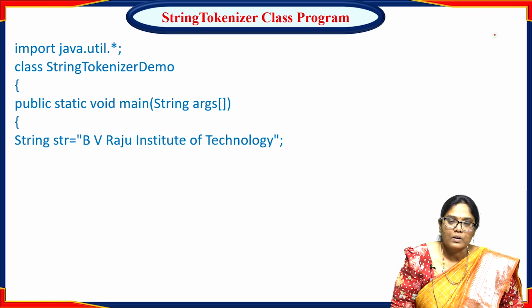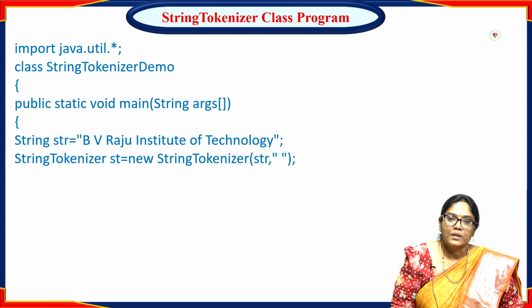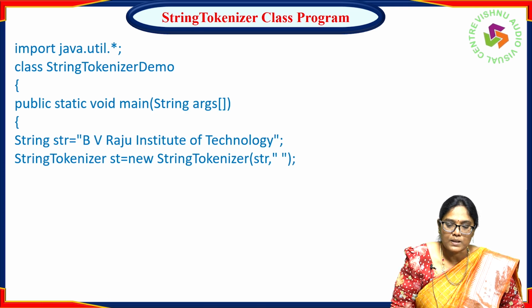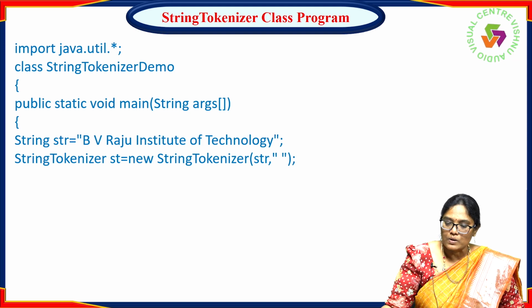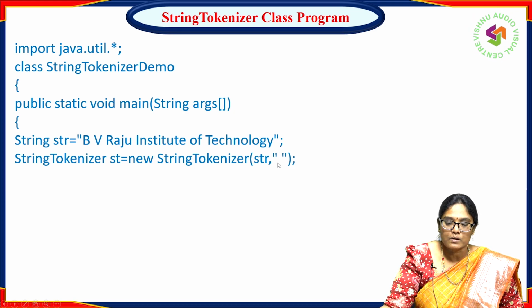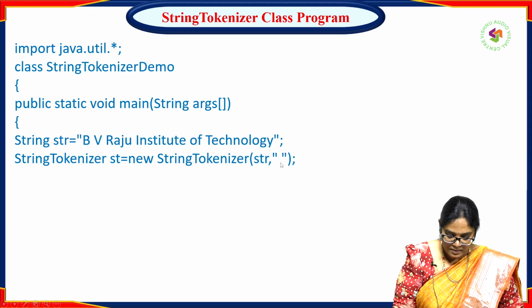Creating a string variable, taking the variable name as str and initializing it with a string like B.V. Raju Institute of Technology. Then creating the object for StringTokenizer, taking the object name as st, and here the delimiter I am taking as space. That is why within these quotations the delimiter is a space, because I want to take the delimiter as a space.